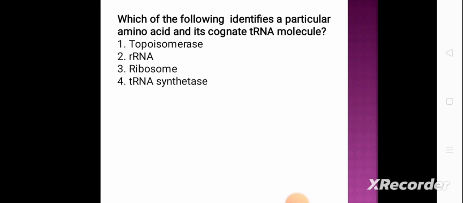Next question. Which of the following identifies a particular amino acid with its cognate tRNA molecule? Option 1, topoisomerase, option 2, rRNA, option 3, ribosome, and option 4, tRNA synthetase. And the correct answer is option 4, that is tRNA synthetase. tRNA means transfer RNA.